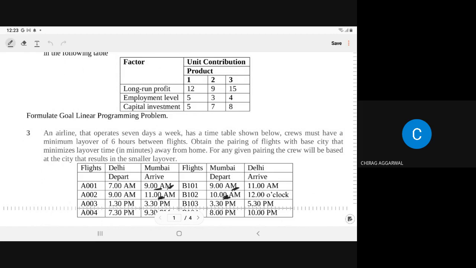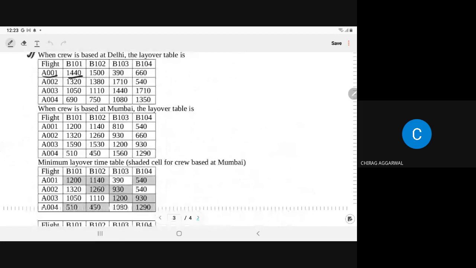This difference is 25 hours, so 25 into 60. This difference is 24 hours. This difference is a minimum of 6 hours layover time we require, so 9 and 3, so 6 hours is over. So in total it is 6 hours 30 minutes, which will be 390 minutes. Correct, right, it is 390.